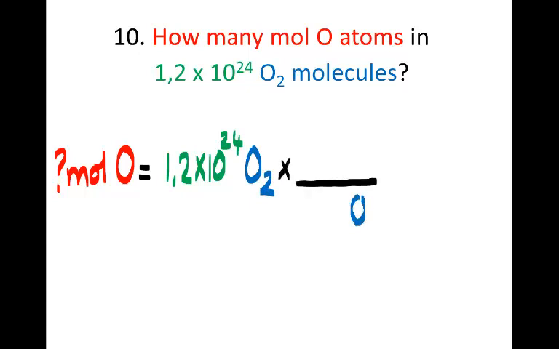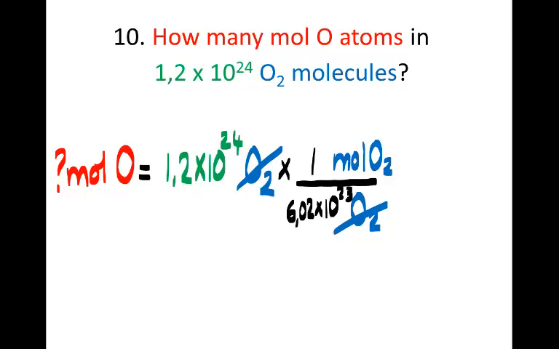We need O2 at the bottom. We actually want moles O at the top. But for now, let's just go first 1 step more. And let's look for moles O2, not yet mole O. So we're going to get rid of O2 and convert it to mole O2 as our first step. And we know that 1 mole of O2 is 6,02 times 10 to the power 23 O2. Remember, that number is a mole, so we're writing the same thing top and bottom.